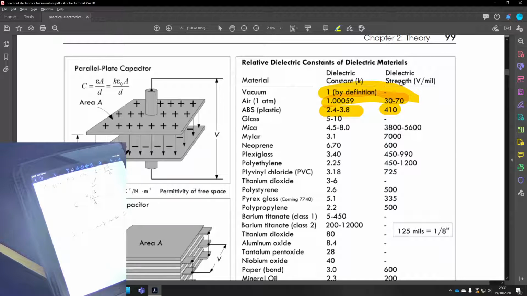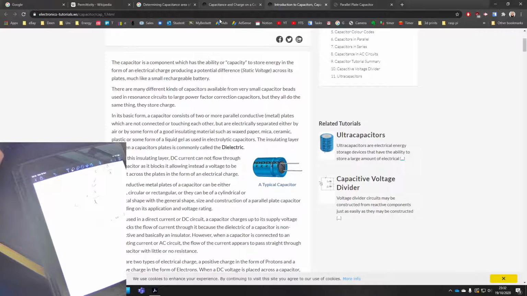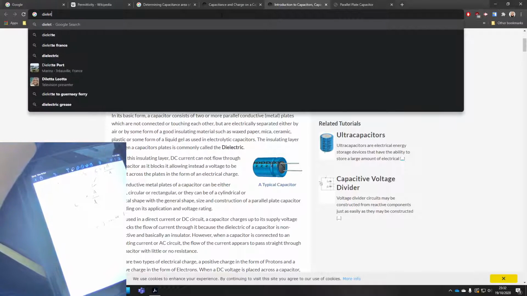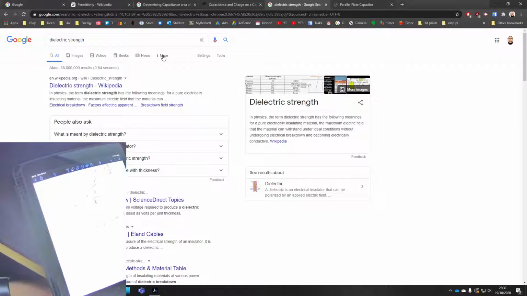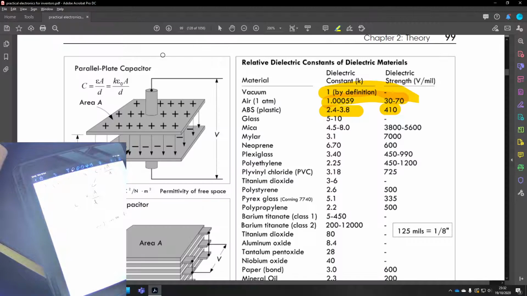Dielectric constant, dielectric strength. How do these two relate? What is dielectric strength? What's meant by dielectric strength? I said that I was whizzing through it and now I'm googling more stuff. Dielectric strength. In physics, the term dielectric strength has the following meanings. For pure electrically insulated material, the maximum electric field that the material can withstand. Maximum electric field.